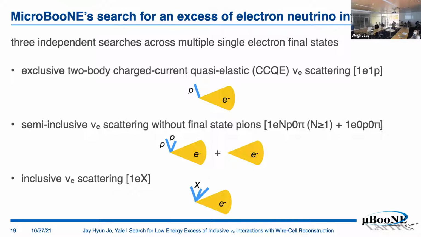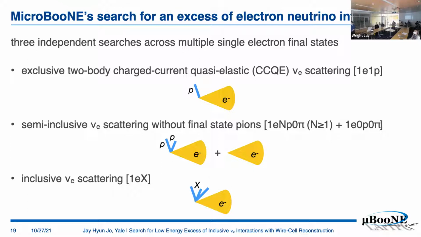Also, CCQE interaction is what dominates at low energy. And remember, we want to look for the low energy excess. So being able to select only this CCQE, or 1e1p, selection will give us better selection power, but also focus on this low energy with a good understanding of the model, because CCQE is one of the cleanest, best understood parts of our neutrino interaction model.